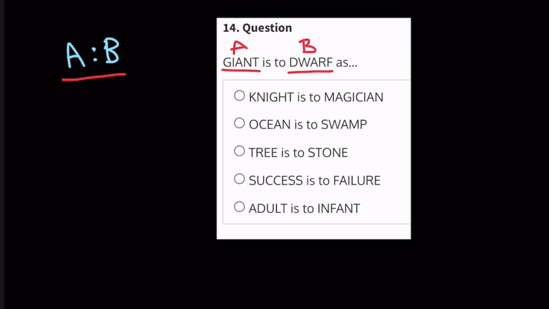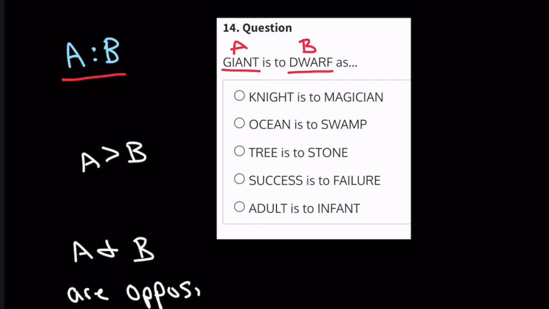Now our first step always in this type of question is to try to understand what the relationship is between A and B in our question stem, so then we can evaluate our answer choices. So when we think about the relationship between giant and dwarf, they're both types of mythical creatures. One is much bigger than the other, so we can write that A is bigger than B. And they're also opposites, right? They're opposites in size, but they are the same type of thing, that thing being mythical creatures. So we're also going to write A and B are opposites.